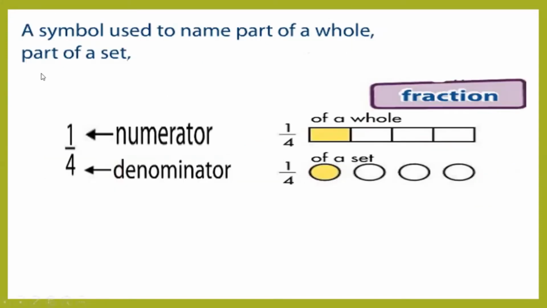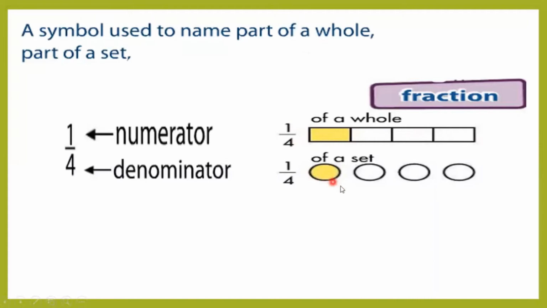So we can say that a fraction is a symbol used to name part of a whole or part of a set. Here we have a fraction strip and we cut it or divide it into 4 equal parts. 1, 2, 3, 4. We said before, the total number of parts I will put down, and the shaded or colored part, I will put up. We have only one colored part, so it will be 1 out of 4. 1 over 4, or one fourth, or quarter.